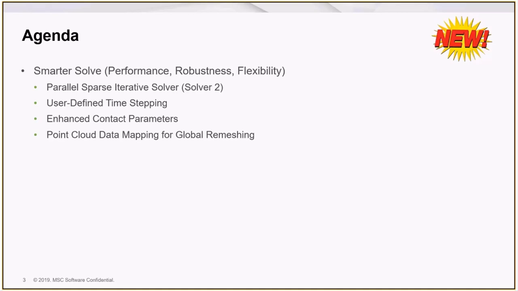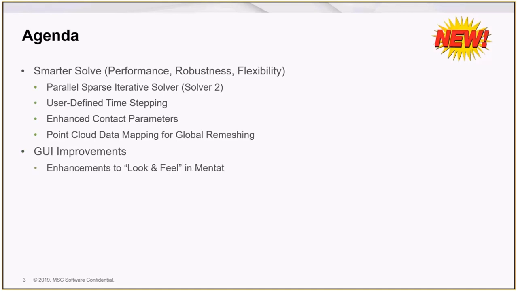The agenda is there's 3 categories we're going to go through. We have enhancements that involve the smarter solve. So these tend to be things around performance, robustness, flexibility. These are also enhancements that we find cut across many, or in many cases, all workflows on a solver side. So they're very powerful leverages for everyone to use. We have the parallel sparse iterative solver, user-defined time stepping, enhanced contact parameters, and a point cloud data mapping for global remeshing. It's actually a new default that we'll talk about.